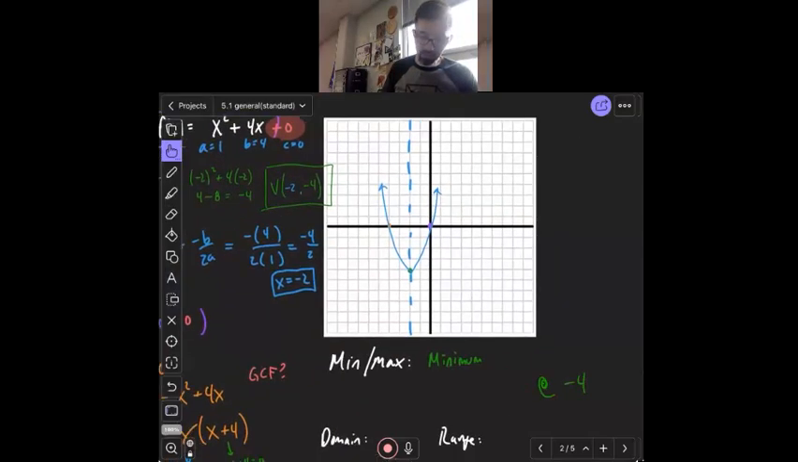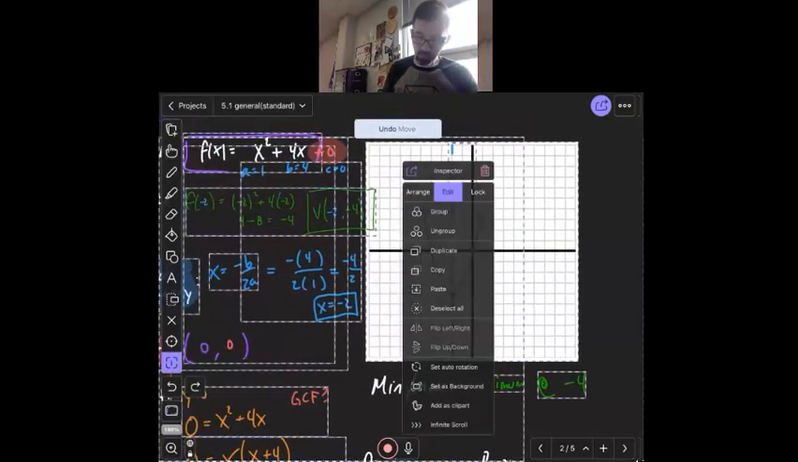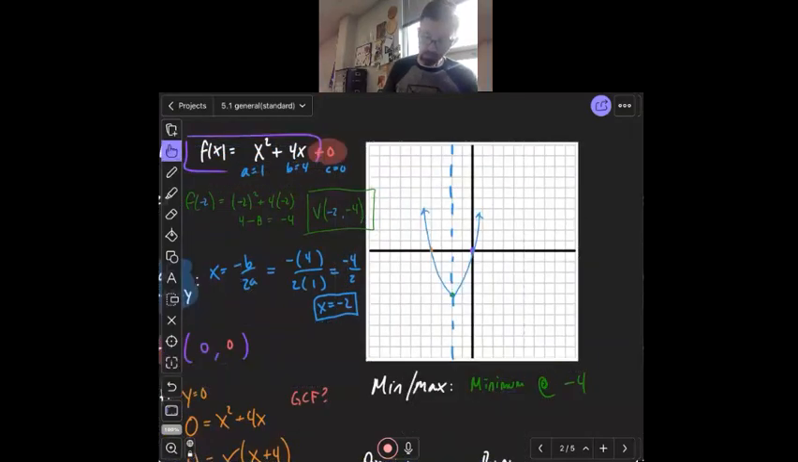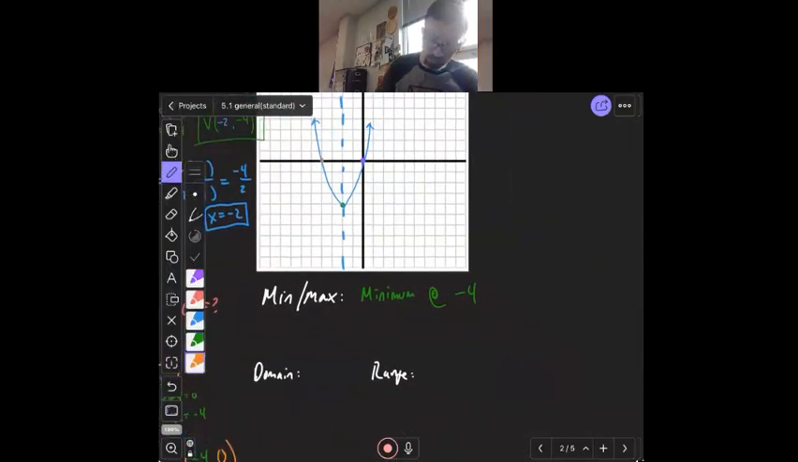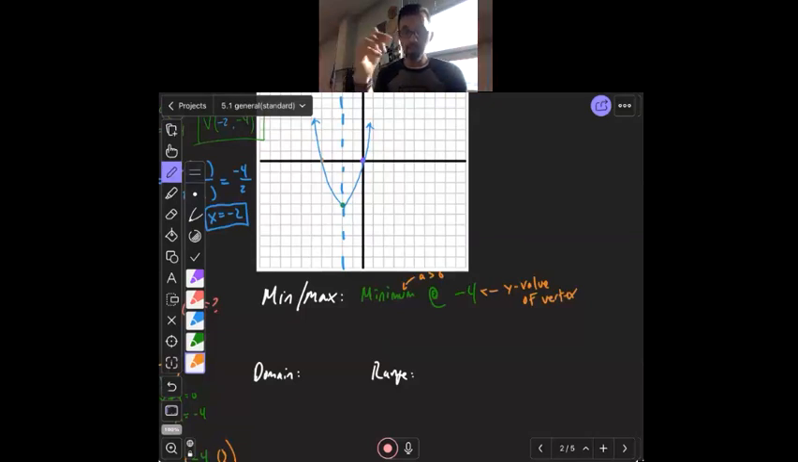So how could we figure that out without graphing it? So what I'm paying attention to there is that this opens up, or A is greater than 0. Okay, it opens up. And then this is the y value of the vertex. So in order to find the min or the max, you're going to have to find the y value of the vertex. And there's really only one way to do that. Find the axis of symmetry and then plug it in. Okay.